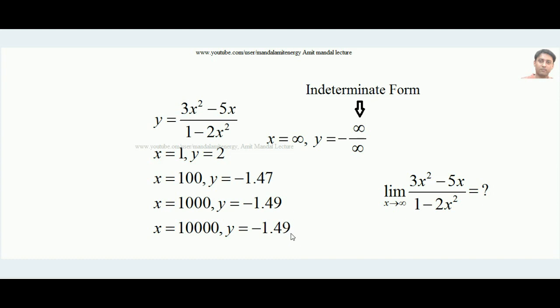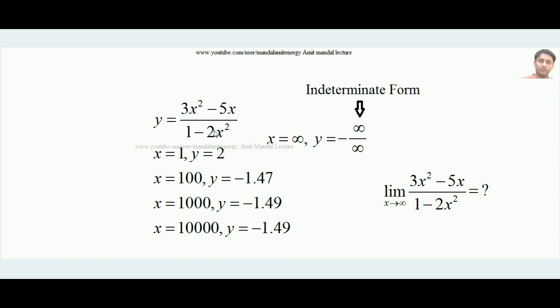Beyond these 2 decimal places the answer could change, but up to 2 decimal places, if you keep 10,000, you will always get minus 1.49. You can keep values greater than 1000 here and you will always get minus 1.49 up to 2 decimal places. You can find it out with a calculator.